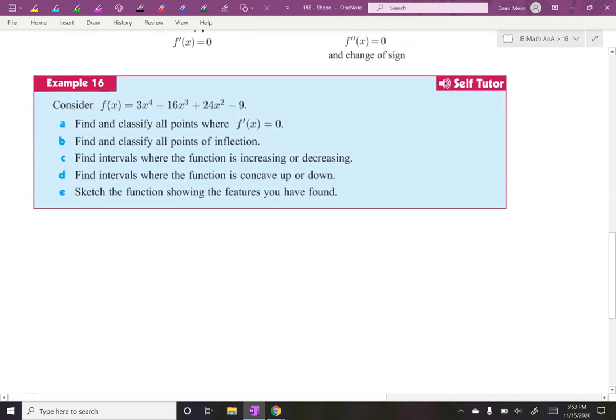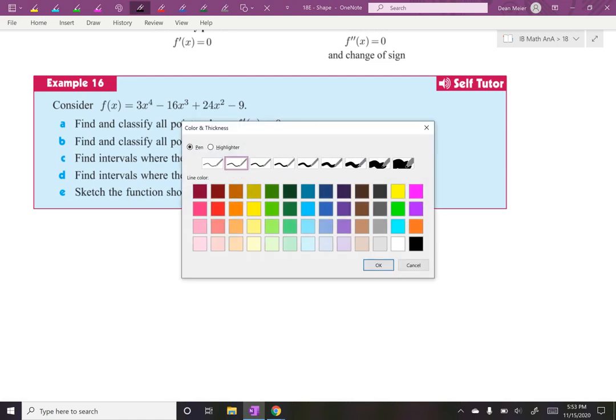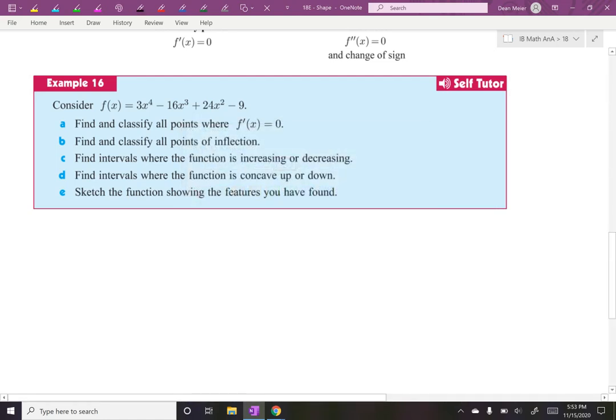And this will now, example 16, kind of wrap up everything that we've had in this chapter by doing every part. So they give me a function and they want me to find all the critical points or stationary points. They want me to find all the points of inflection, increasing, decreasing, concavity, and then try to draw a sketch.